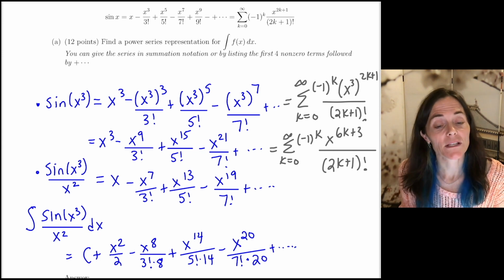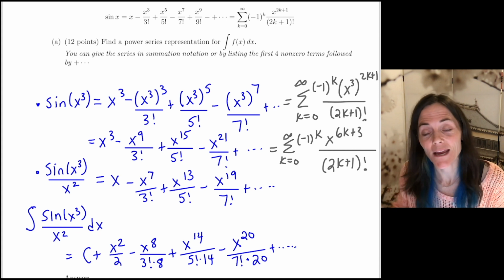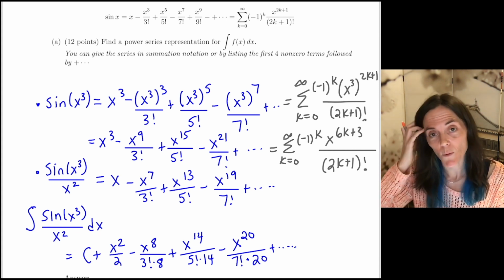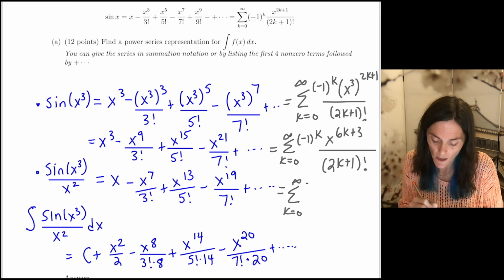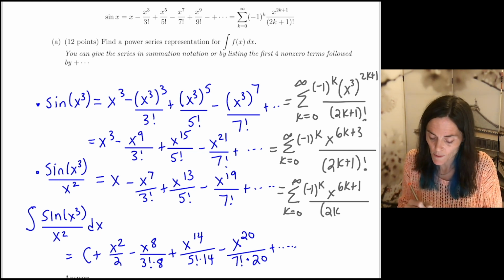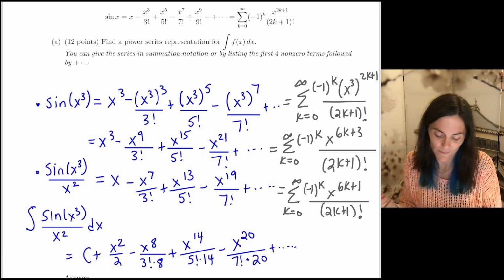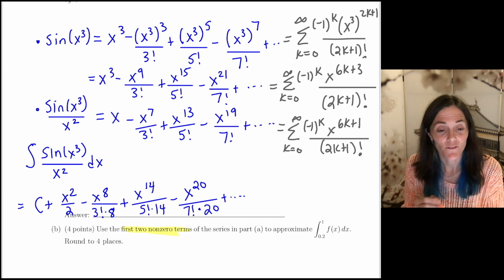Next step, we divide by x squared. And like I said, which we did 4 times before, this just lowers the exponent by 2. So we have a sum, k equals 0 to infinity. We have -1 to the k. Subtract 2 from the exponent. This would be 6k plus 1. And then this still stays the same, 2k plus 1 factorial. Now we integrate, our final step for part A.